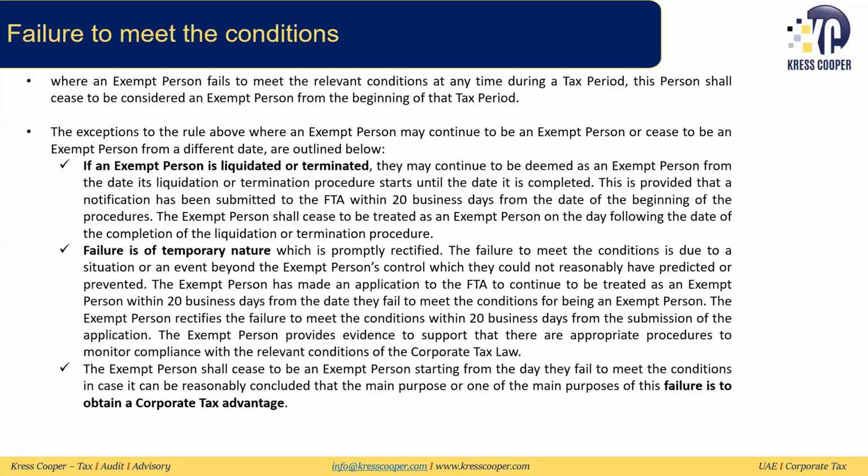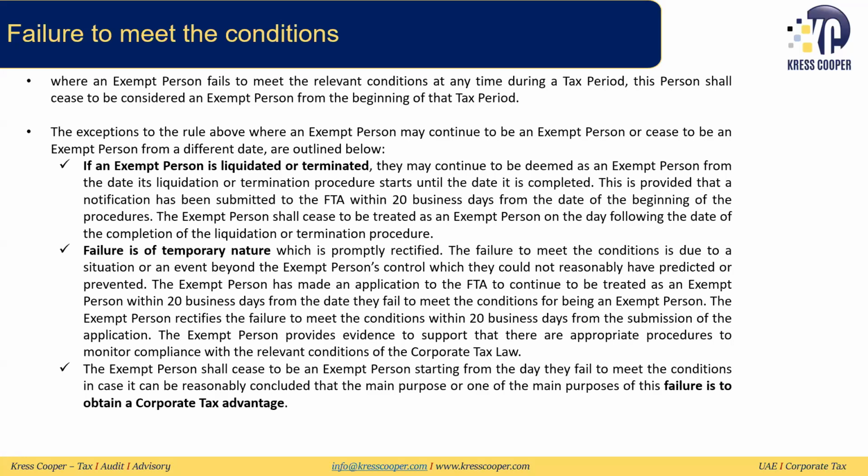For example, if an exempt person is liquidated or terminated, then they may continue to be deemed an exempt person from the date its liquidation or termination procedure starts until the date it is completed. So they will cease to be treated as an exempt person on the day following the date when this process of liquidation or termination is completed. But they need to provide a notification to FTA within 20 business days from the date of beginning this procedure to be able to enjoy this later date.